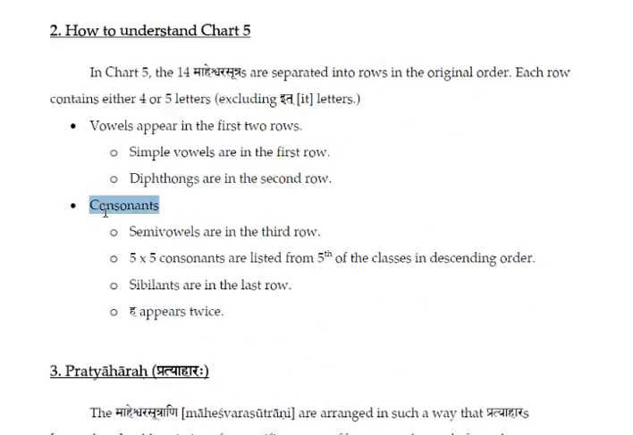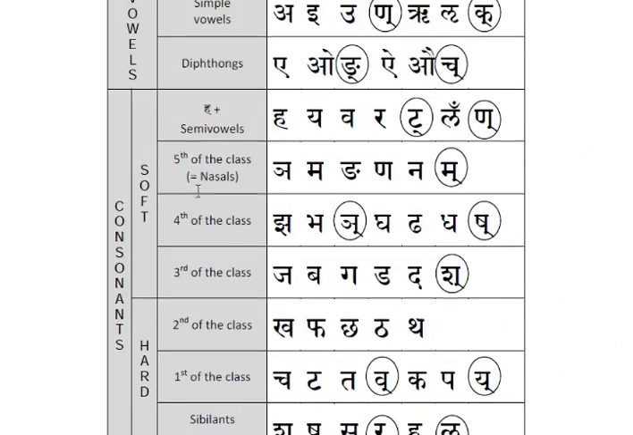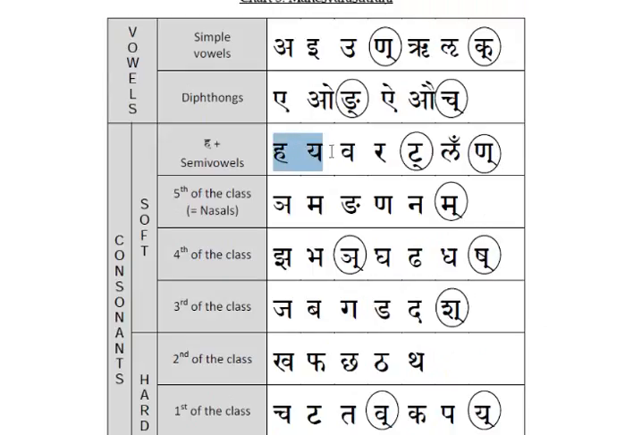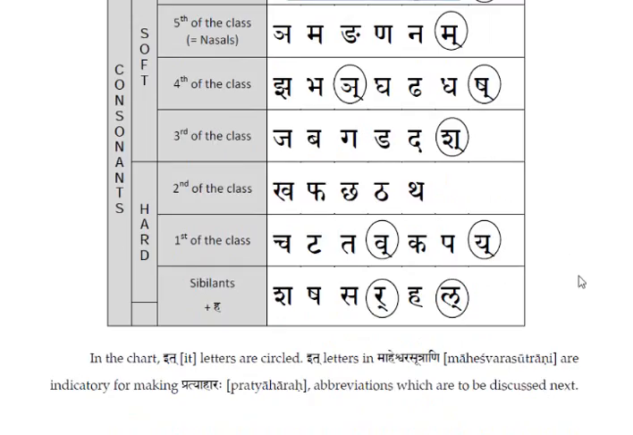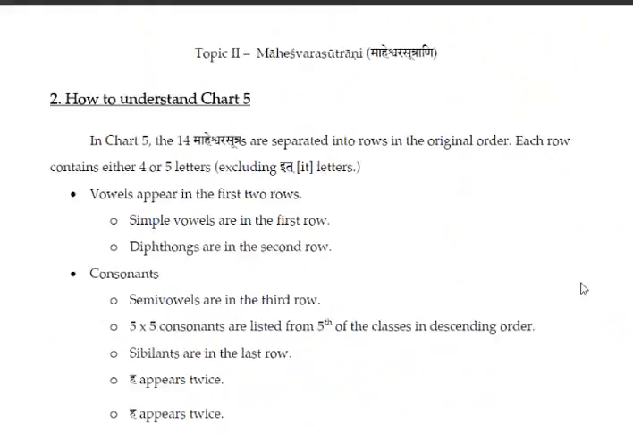Semi-vowels are in the third row. Semi-vowels are nothing but consonants. For lack of a better word, we are using the English term semi-vowels, but there is nothing vowel about them. They are purely consonants. Ha, ya, va, ra, and then la are in the third row.